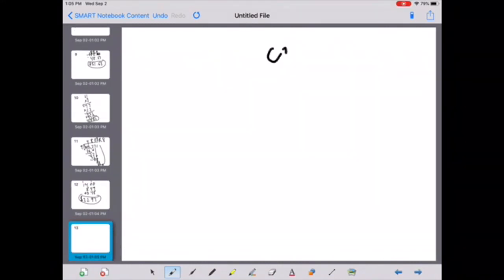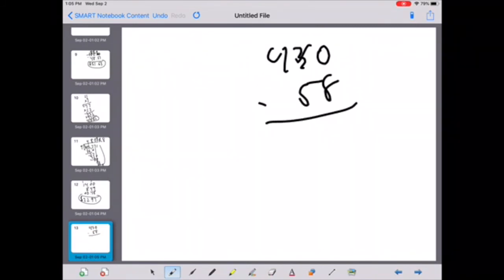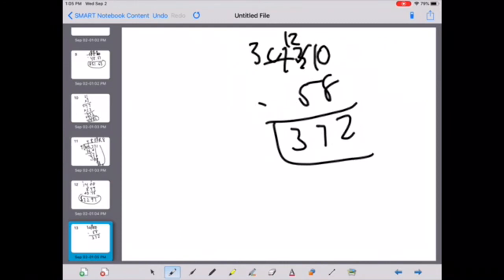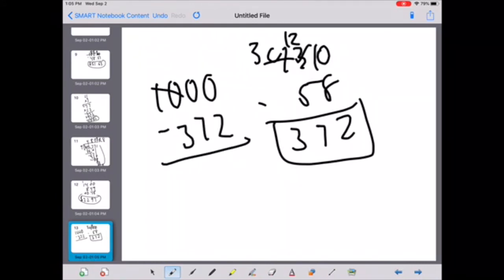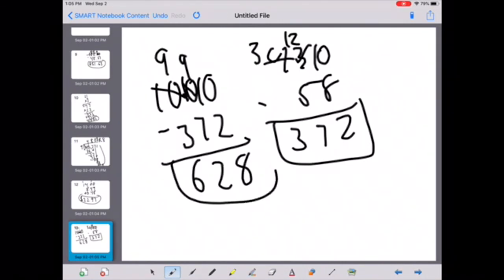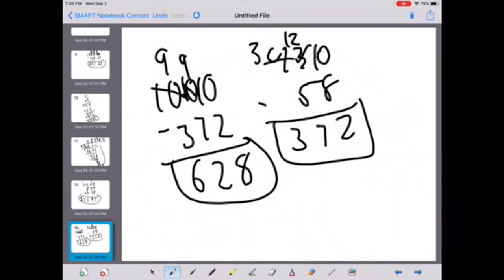Number 25. Has parentheses, which means do it first. Step 1, 430 minus 58. Cross out the 3, make it a 2. 10 minus 8 is 2. Cross out the 4, make it a 3. 12 minus 5 is 7. 3 minus nothing is 3. I then take my answer and subtract it from 1,000. So I have 1,000 minus 372. 10 minus 2 is 8, 9 minus 7 is 2, 9 minus 3 is 6. I get an answer of 628 overall.